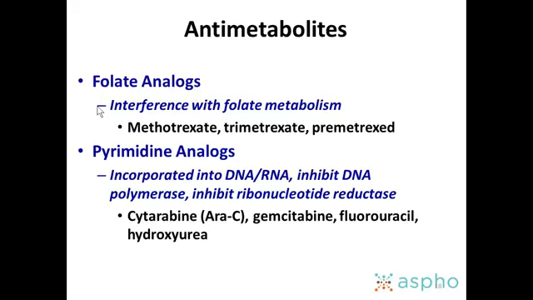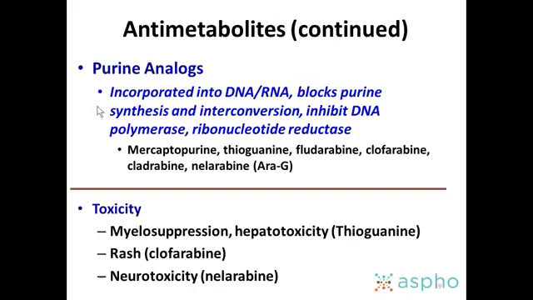Moving on to the anti-metabolites, you have the folate analogs, and they interfere with folate metabolism. The classic examples of that are methotrexate, trimetrexate, and pemetrexed. The pyrimidine analogs are incorporated into DNA or RNA, and they can inhibit DNA polymerase and inhibit ribonucleotide reductase, as in the case of hydroxyurea. Examples are cytarabine, gemcitabine, and fluorouracil.